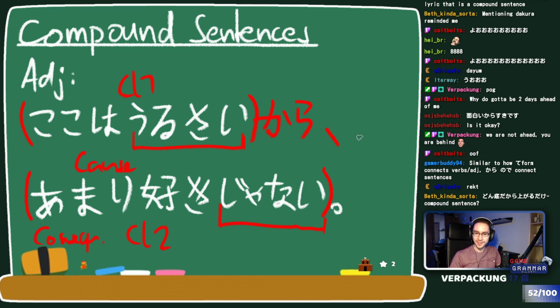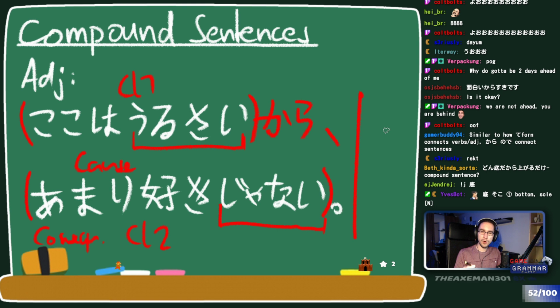What's that? どん底だから上がるだけ. Yeah, that's a compound sentence because we have two clauses there. One using da, the copula, and the other one is agaru. Just as te form connects verbs, kara and node connect clauses. Well, I wouldn't call them sentences because this is just one sentence, right? All this is one sentence, but it connects clauses.